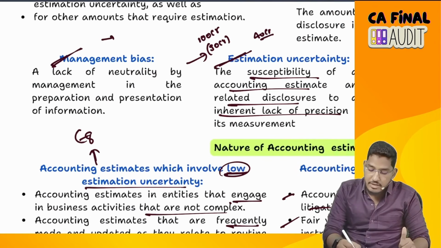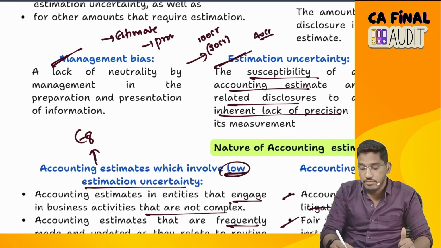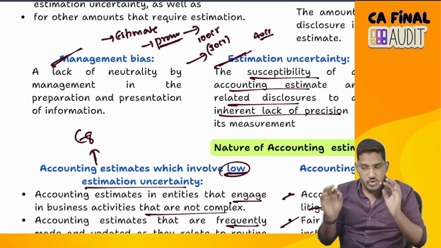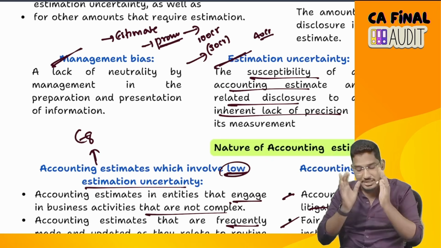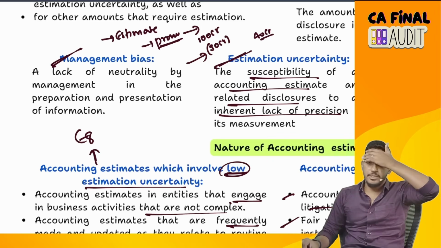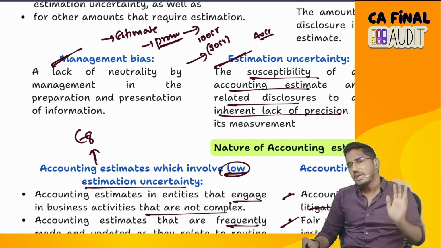Which means, generally, whenever management is making an estimate or doing a calculation, say for example, they are required to create a provision for bad and doubtful debts. Whenever they are creating a provision, they should do an unbiased provision. That means whatever exact provision is required, that much only they have to create. They should not do under provisioning, they should not do over provisioning. But sometimes there might be bias. That bias might be intentional or unintentional. What do you mean by bias?